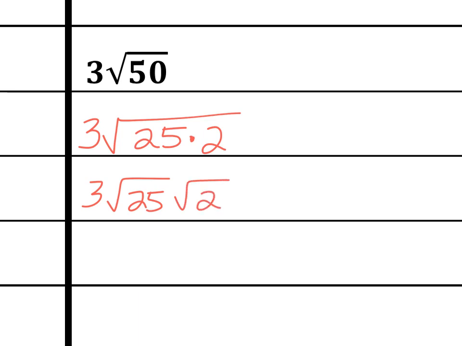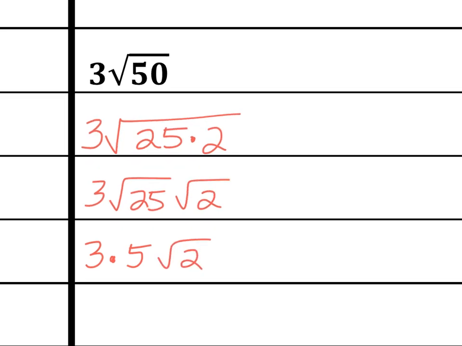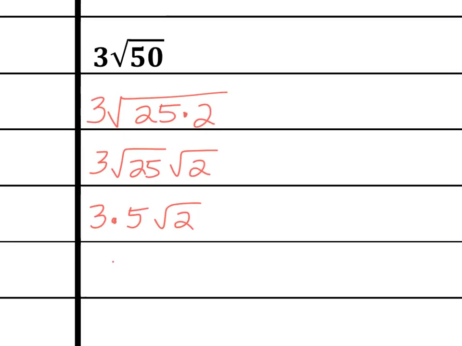What is the square root of 25? 5. So you have to write it as 3 times 5 root 2. It's not 35 root 2. Now multiply those numbers in front. Your final answer would be 15 root 2.